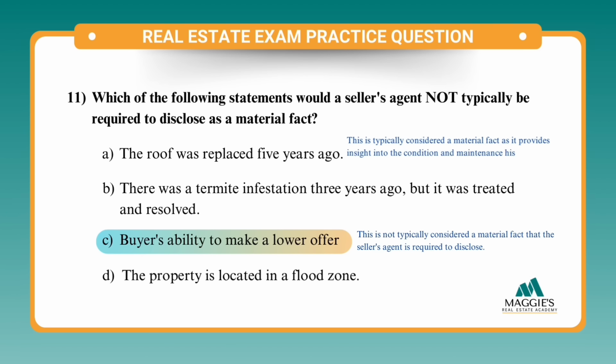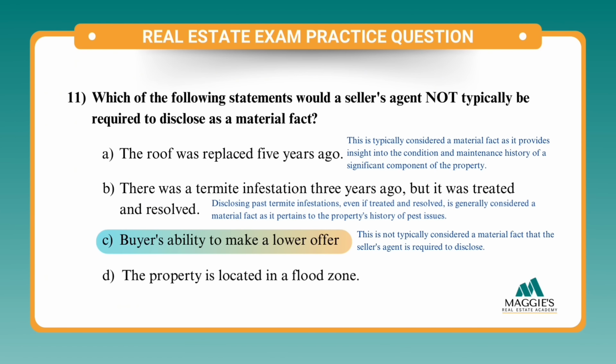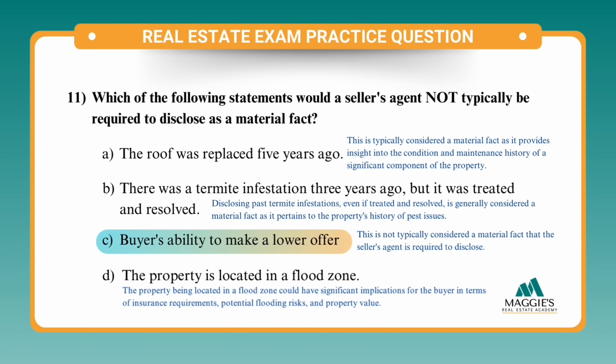Now, A, the roof was replaced 5 years ago. Well, this information about the roof being replaced is definitely considered a material fact as it provides insight into the condition and maintenance history of a significant component of the property. B, there was termite infestation 3 years ago, but it was treated and resolved. Well, disclosing past termite infestations, even if treated and resolved, is generally considered a material fact as that also pertains to the property's history of pest issues, which could affect the buyer's decision. And if the property is located in a flood zone, well, this is just another example of a material fact that a seller's agent would typically be required to disclose.